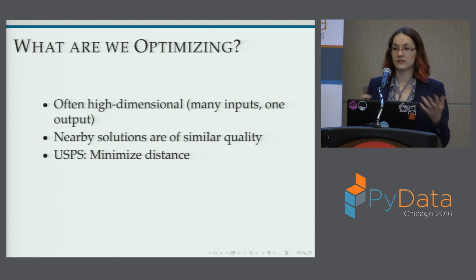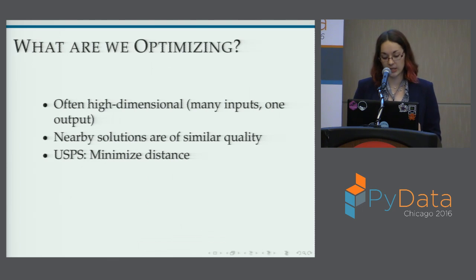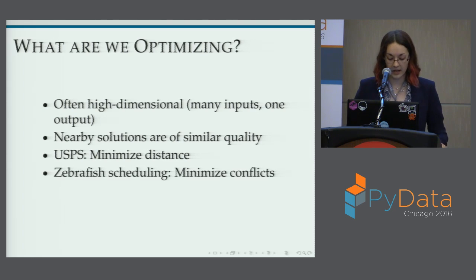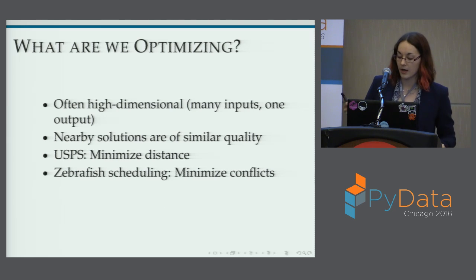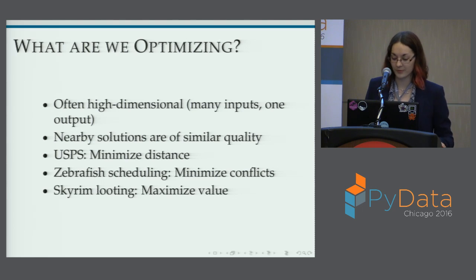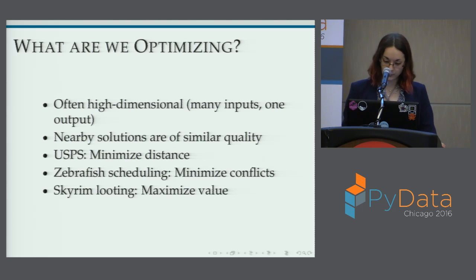And so just to ground this optimization function in the examples that I gave: this USPS case, which is basically the traveling salesman problem, what you're trying to do is minimize distance. For the scheduling problem, which is basically related to the nurse scheduling problem, you're trying to minimize conflicts. And for the Skyrim looting problem, you're trying to maximize the value.